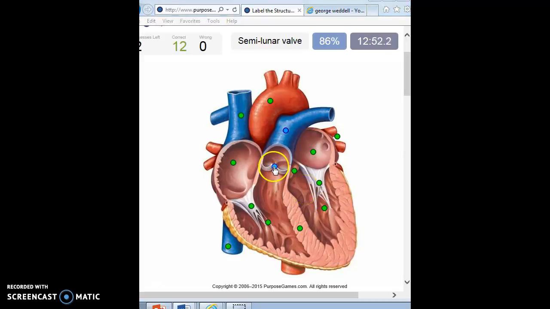Next we have the semilunar valve, which is located here, the main one you can see. The semilunar valves act to prevent backflow from the arteries to the ventricles during ventricular systole and to help maintain pressure on the major arteries. So what this does is it releases some pressure but also keeps enough pressure on your arteries to keep the blood flowing smoothly.